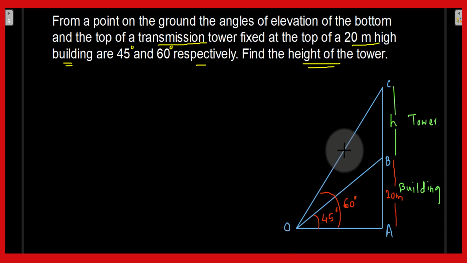So the angle of elevation of the top of the transmission tower is 60 degrees from point O, which is on the ground, and the angle of elevation of the top of the building, or the bottom of the transmission tower, meaning the point B, is 45 degrees from the point O on the ground. And friends, we have to find the height of the transmission tower. So let the height of the transmission tower be H, and the height of the building is 20.